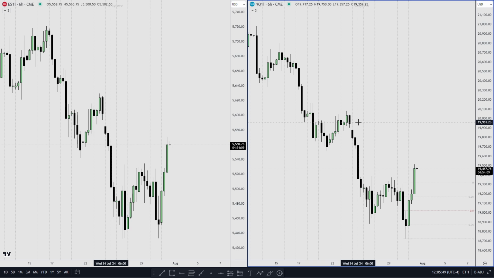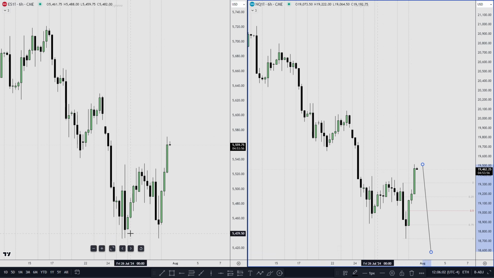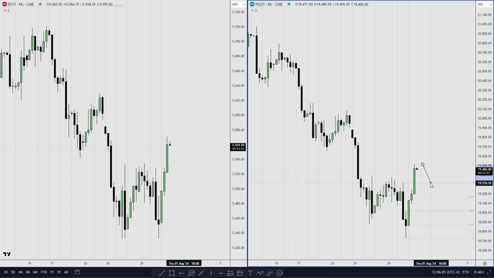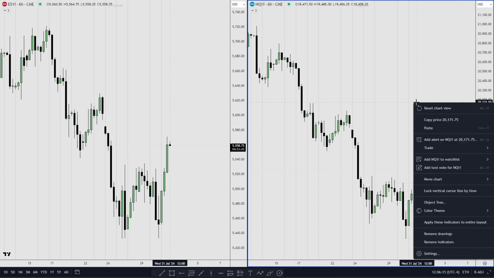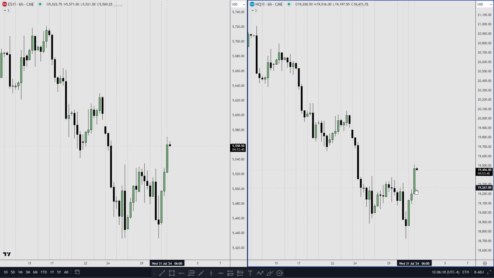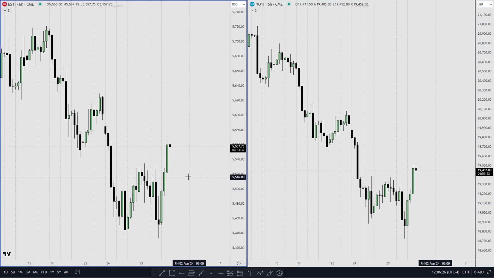FOMC, could it be manipulation? Could it be that we trade higher right now and then FOMC just crashes, taking out the lows over here? It is highly possible, or we can do some consolidation, something like this, and on Friday NFP we drop down here. That is also possible. So I would limit my risk here, because we're trading prior to the news.